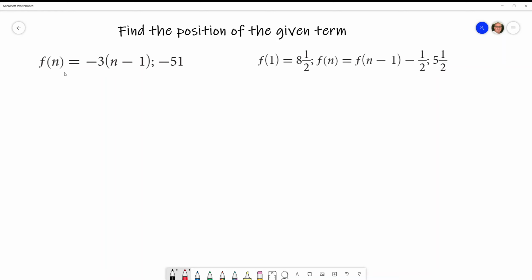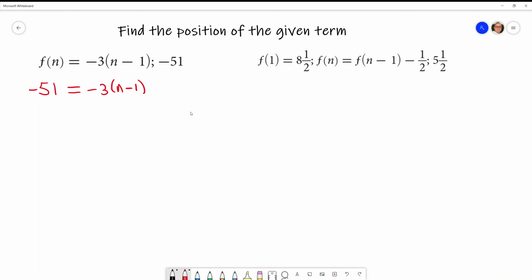That's the position number. So the way we're going to do this is realizing that f of n is the term. We're going to take this equation and we're going to rewrite it. So it equals -3 times n minus 1. And here, instead of f of n, we're going to write the term, -51. And now we're just going to solve this equation the way we know how to solve equations.